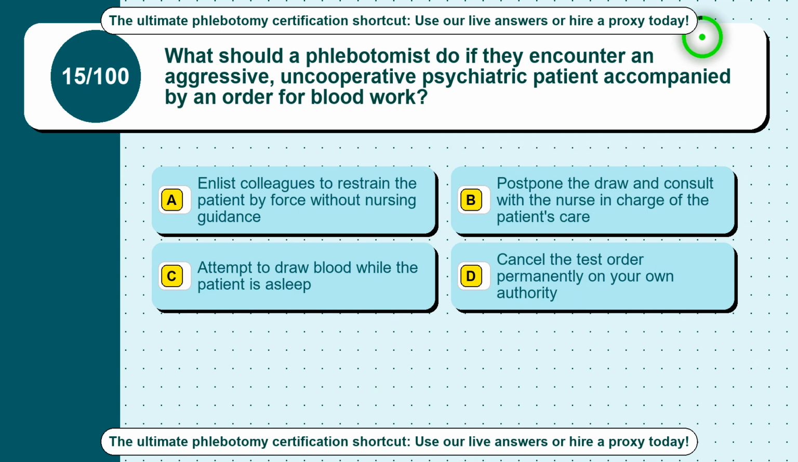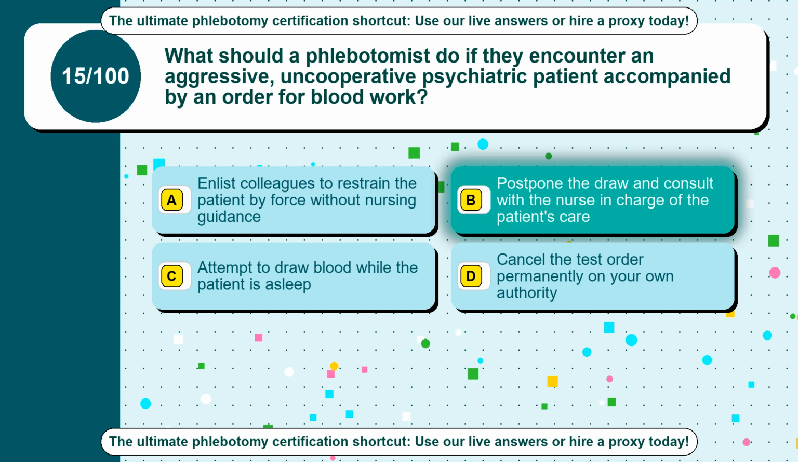Question 15. What should a phlebotomist do if they encounter an aggressive, uncooperative psychiatric patient accompanied by an order for blood work? Option A. Enlist colleagues to restrain the patient by force without nursing guidance. Option B. Postpone the draw and consult with the nurse in charge of the patient's care. Option C. Attempt to draw blood while the patient is asleep. Option D. Cancel the test order permanently on your own authority. The correct answer is option B. Postpone the draw and consult with the nurse in charge of the patient's care.